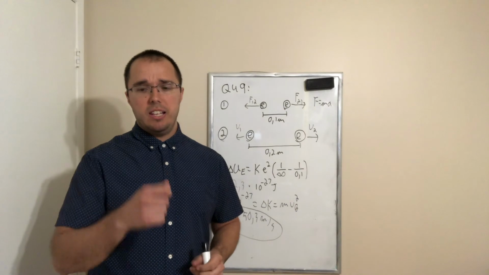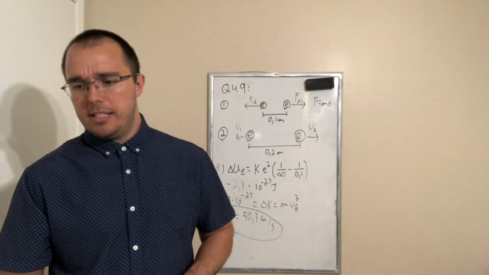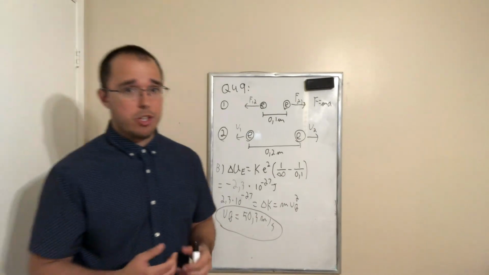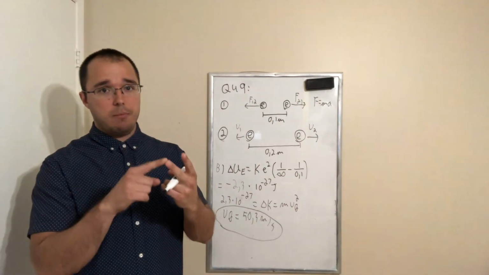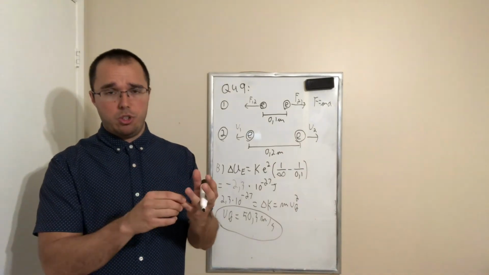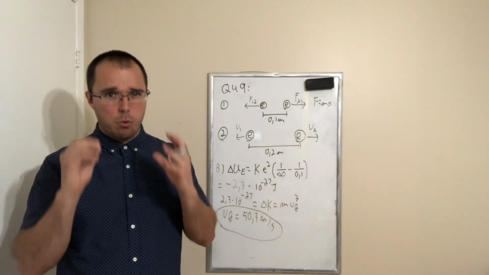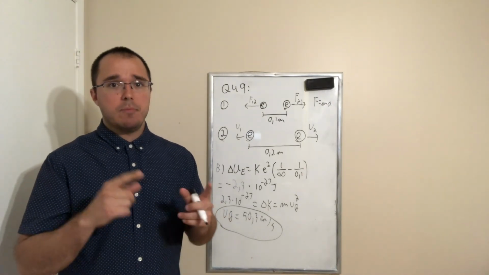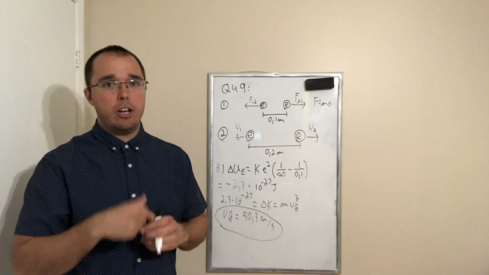All right, let's read part C. In this situation, both electrons will always have the same speed. Well, we answered that question. They have the same mass, they have the same charge, they start at the same speed, and both forces, because of Newton's third law, are equal at all times. All right, so that's it for question 49. Let's move on to another video to solve another example.